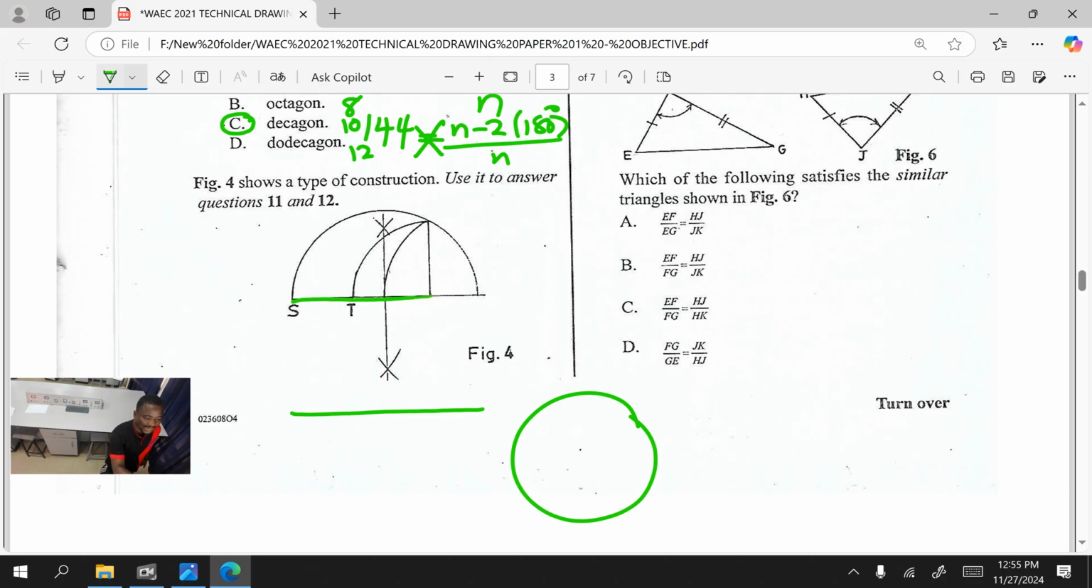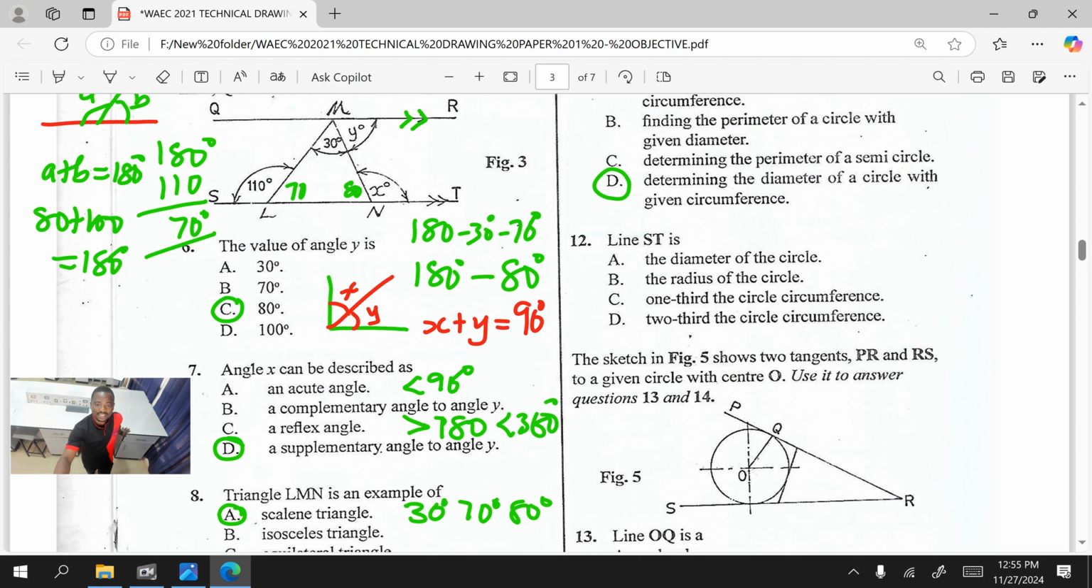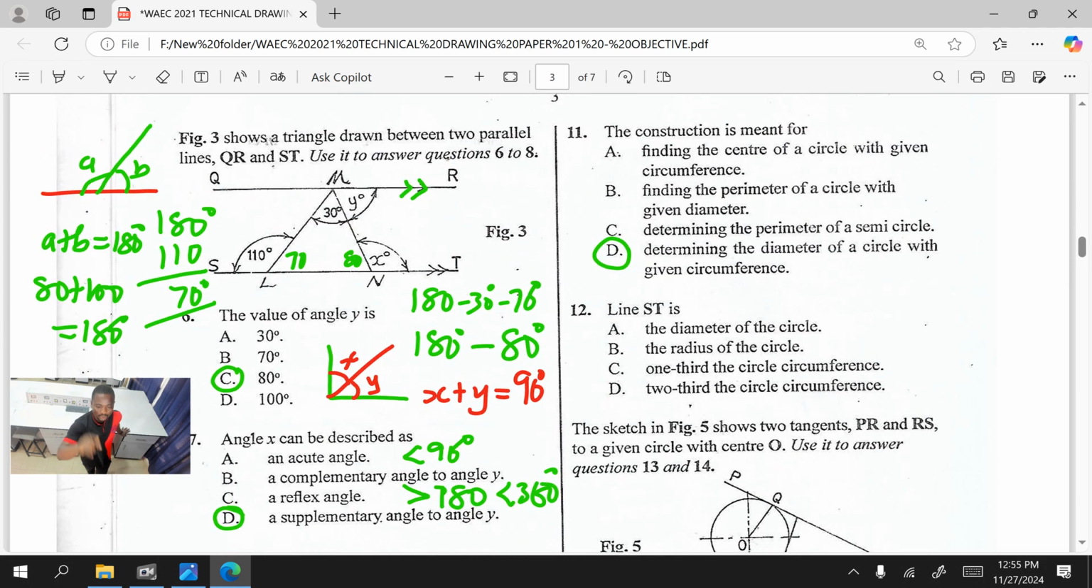This line you are looking at is the circumference of the circle given. So they will give you the length of the circumference. Then they will ask you to look for the what? Diameter. That is what this construction is meant for. Is that clear now? So the answer is what? The answer is D.